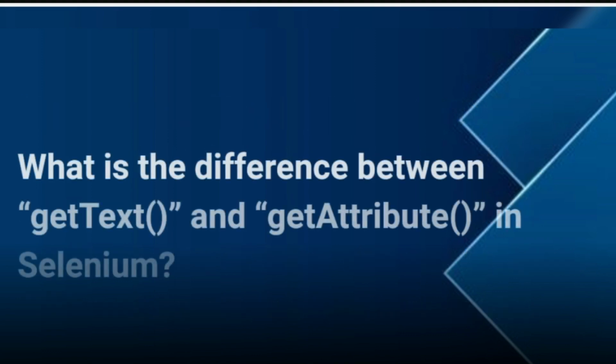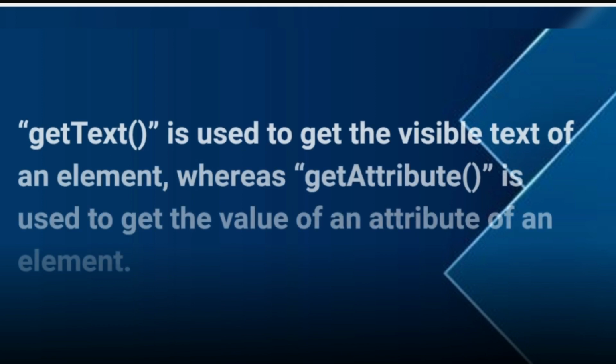What is the difference between getText and getAttribute in Selenium? GetText is used to get the visible text of an element, whereas getAttribute is used to get the value of an attribute of an element.